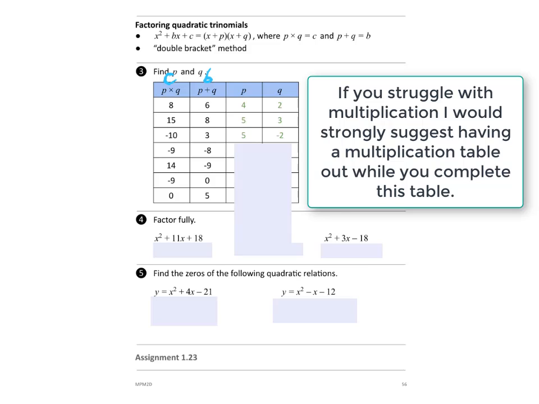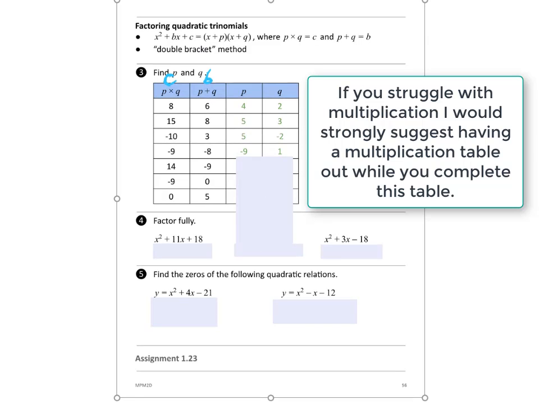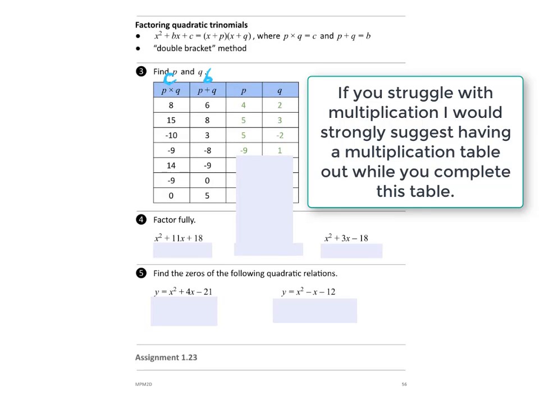So, if you said negative 9, positive 1, or positive 1, negative 9, then you are correct. Next example, we have 14 is what it multiplies to. There's not a whole lot of numbers that multiply to 14. 1, 2, 7, and 14 are the factors of 14. Those are numbers that it can be divided by. And it adds to negative 9.